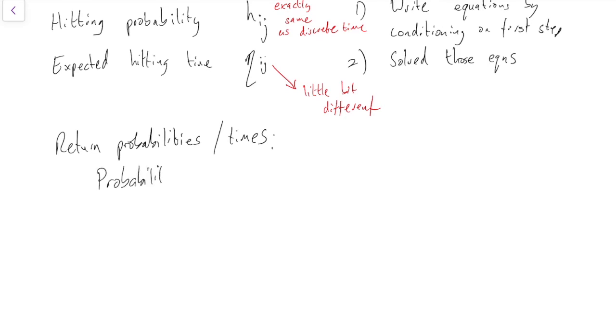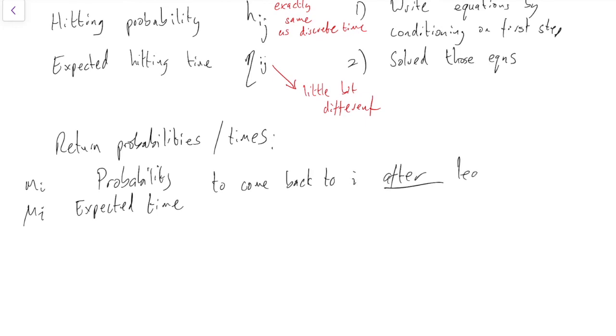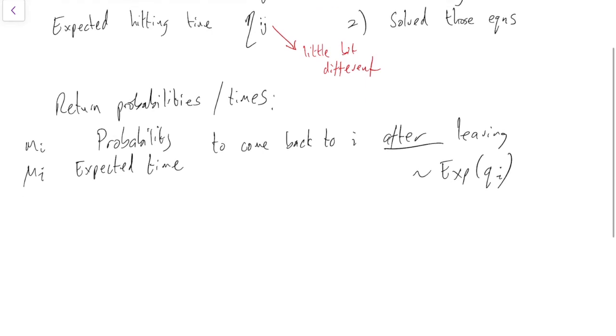So these are all about probability or expected time, which we called m_i and mu_i, to come back to i after leaving, which is a thing that takes time exponential q_i. There's a slightly annoying thing here, which is if we've got an absorbing state, then we never leave. In that case, we don't need any of these things, so let's just say these are undefined for absorbing states, because we won't need them, and it's not really clear what it means to return to a state that you never ever leave. It doesn't really make sense.